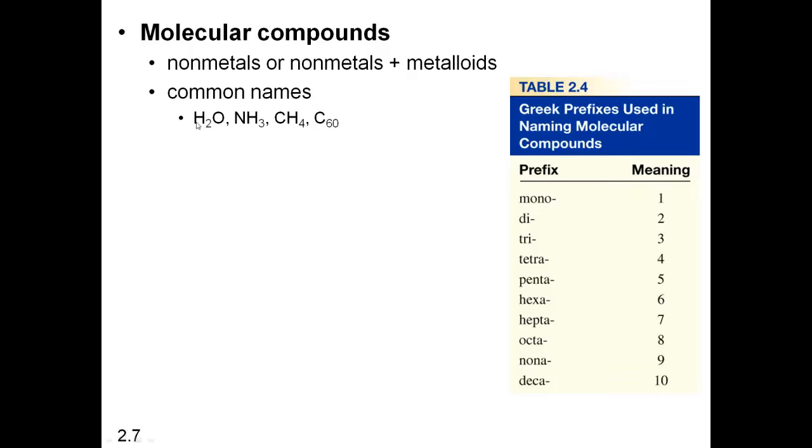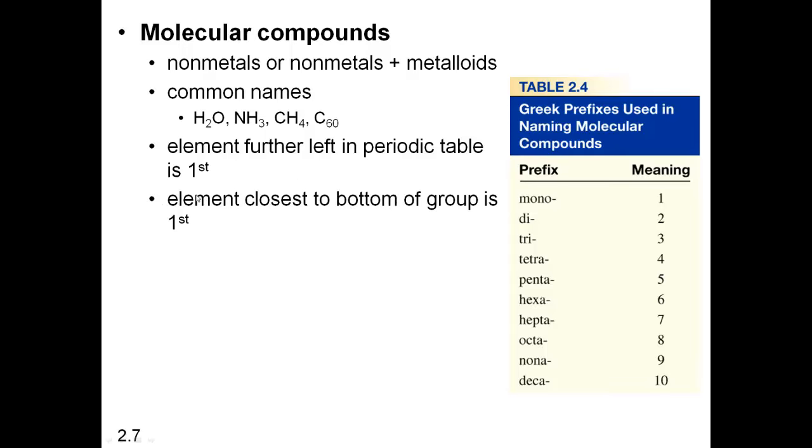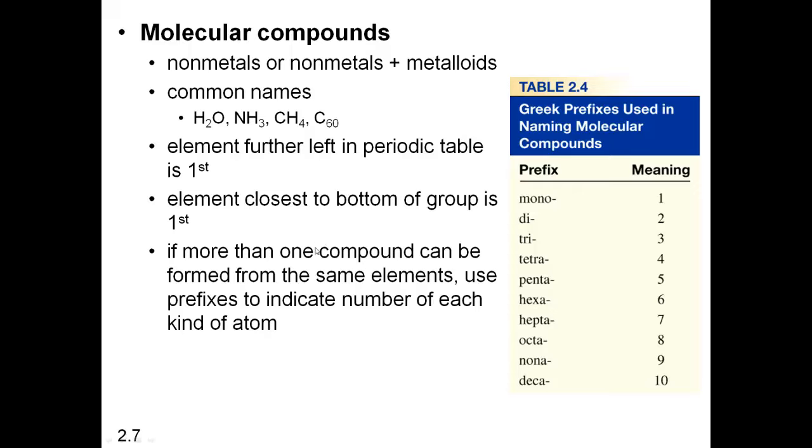Well, it's really dihydrogen monoxide. This is really nitrogen trihydride, carbon tetrahydride, and I have no idea what the Greek for 60 is for carbon. Oh well. But the element further left on the periodic table is always written first, and the element closest to the bottom of the group is also first. And if more than one compound can be formed from these elements, use prefixes to indicate the number of each kind of atom. And again, the last element ends in the suffix "ide."